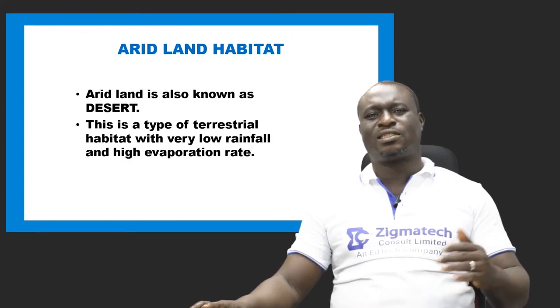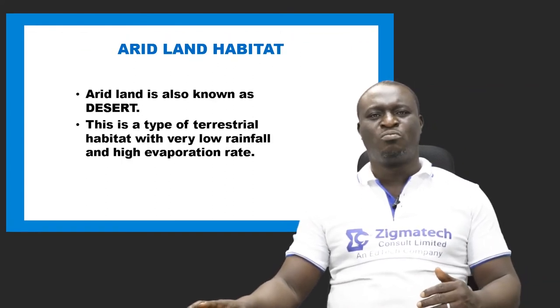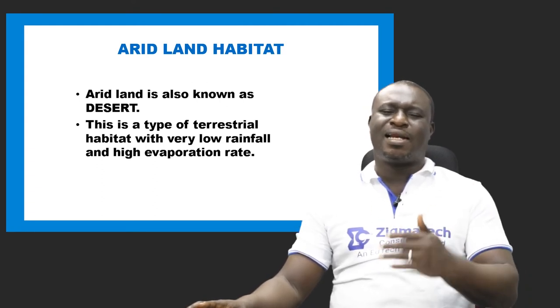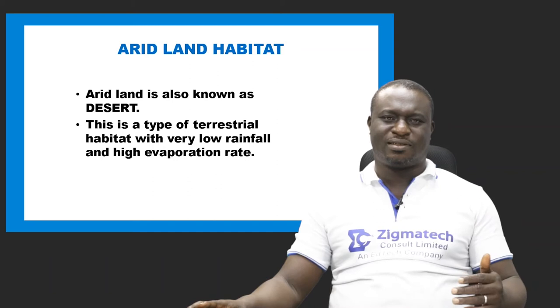Next, and the last type of terrestrial habitat is the arid land habitat. Another name for arid land habitat is a desert.